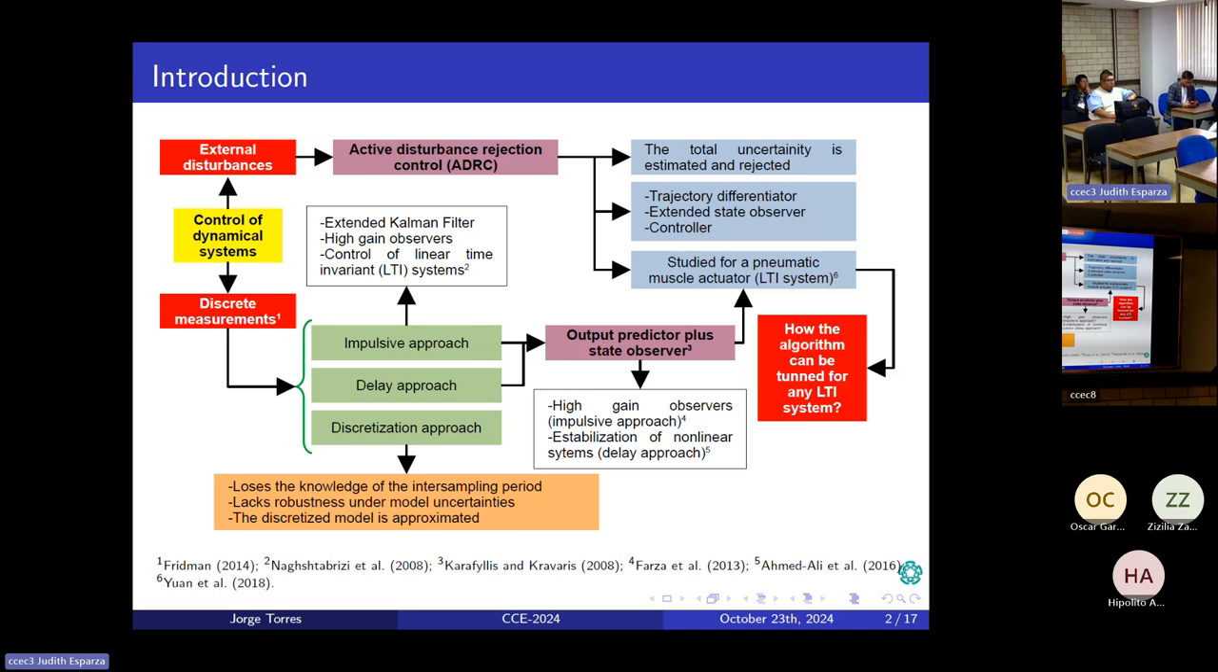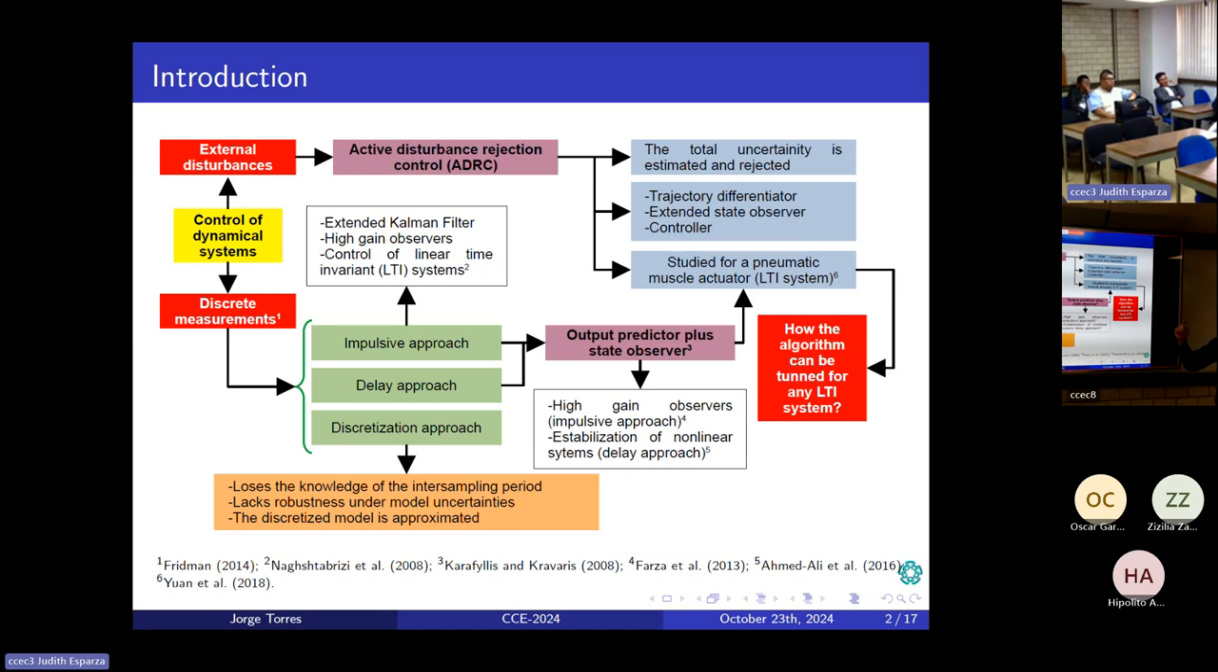Another important issue in the control of any dynamical system is the lack of continuous measurements. Three main approaches exist for this task. The first one is to discretize the proposed algorithm. However, this has the disadvantages that it loses the knowledge of the intersampling period, lacks robustness to model uncertainties, and the discretized model is usually approximated.